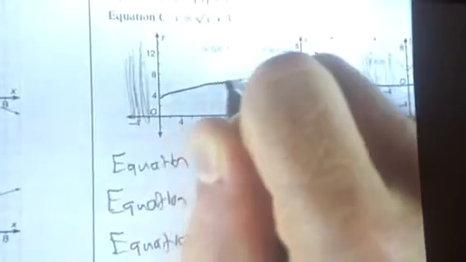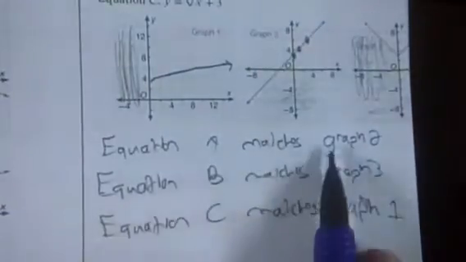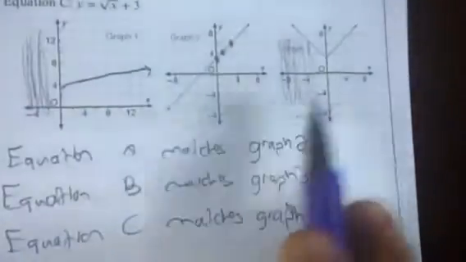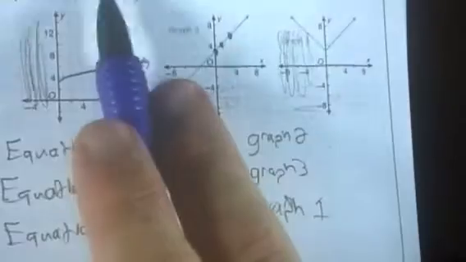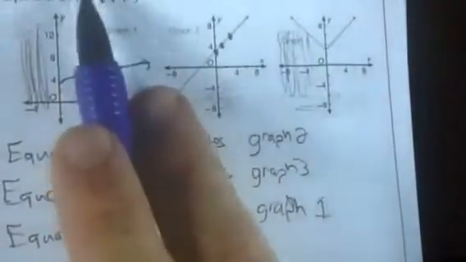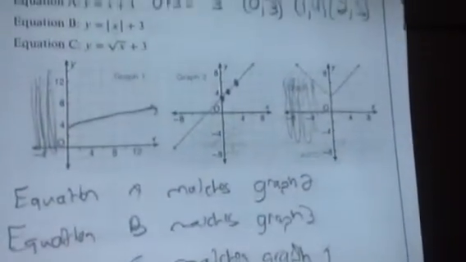All of these x values are positive, so equation C matches graph 1, and equation B matches graph 2. Okay? It can include negative x values because you can plug in a negative x value, but you're always going to get out a positive y value.